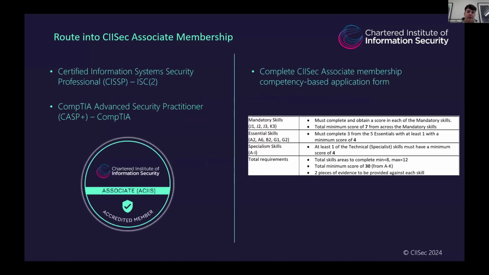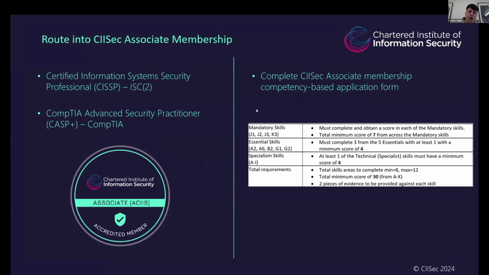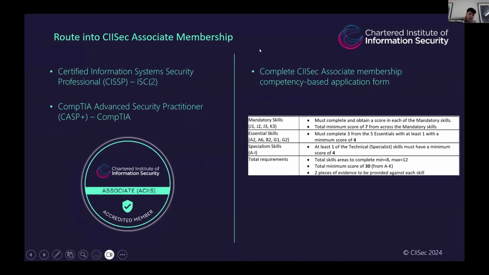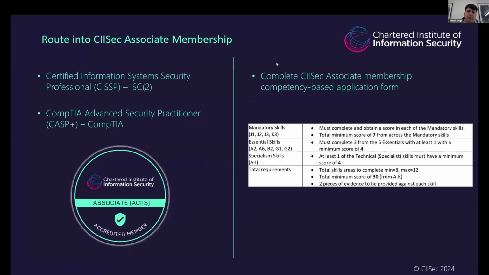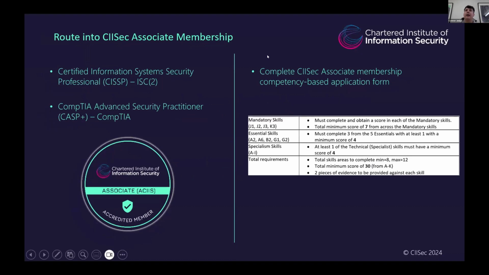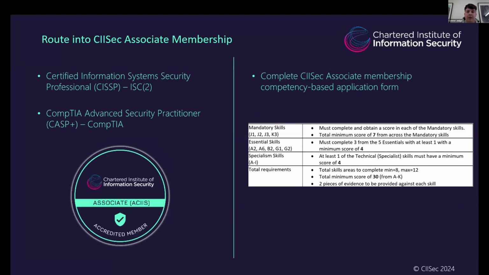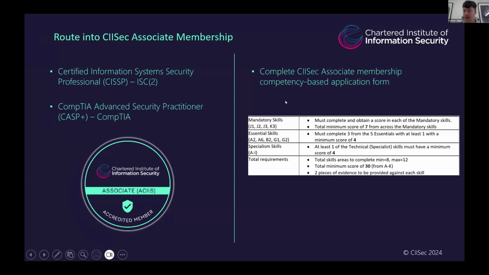So routes into SciSec associate membership, if you've got a CISP or a CompTIA CAS Plus, you just need to send in your certificate to us and we can upgrade your membership to associate. But if you don't hold one of those, then you can apply through the usual application route, which is a similar sort of process to the council registration. It's a competency-based application, although our criteria is set on the SciSec skills framework. That breaks down about 35 skills, I believe, into different subsections. And what you'd need to do is, again, provide competency-based evidence against the skills using the STAR format.